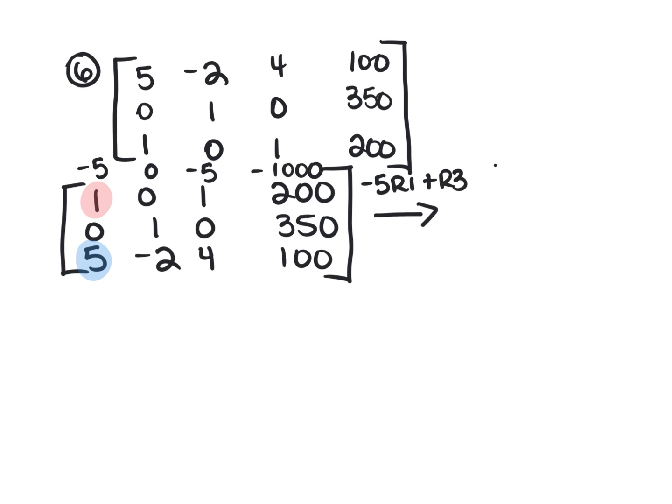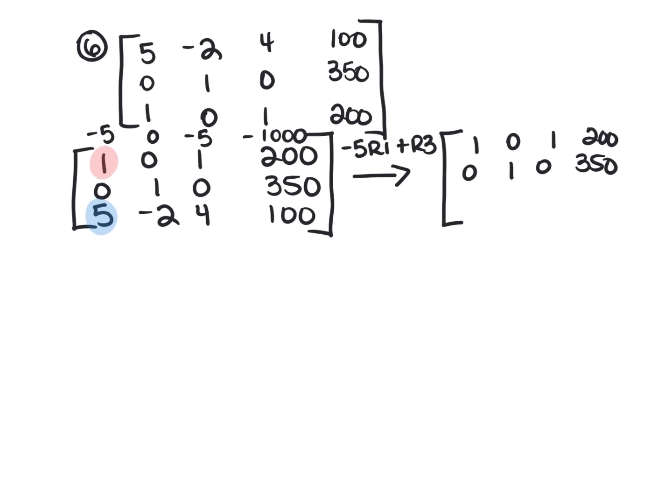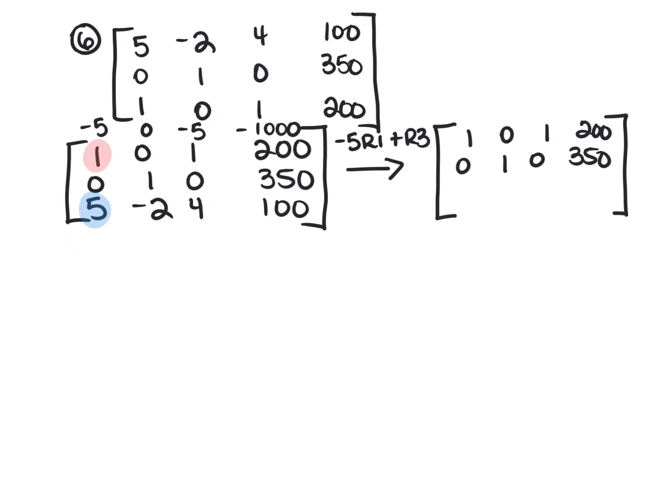What that means is row 1 and row 2 stay unchanged. So I'm going to write all those down because I don't have to change anything there. So as I look at the third row, I have negative 5 plus 5 gives me a 0. I have 0 plus negative 2 is negative 2. I have negative 5 plus 4 is negative 1. And I have negative 1,000 plus 100 is negative 900.